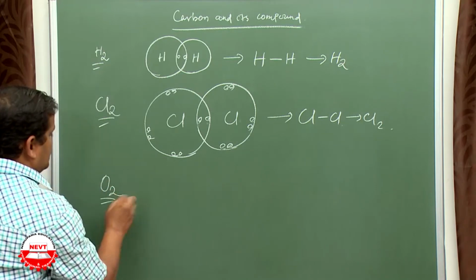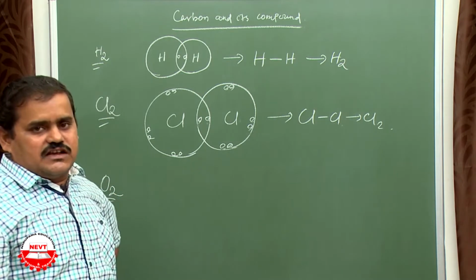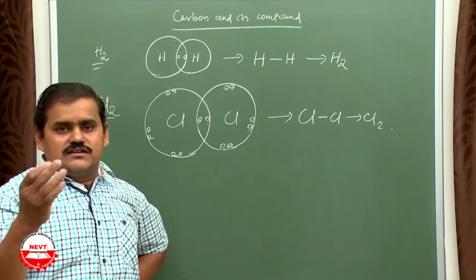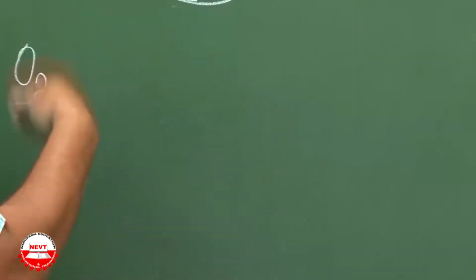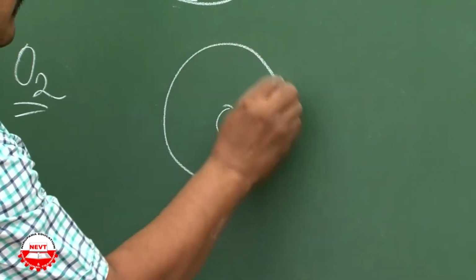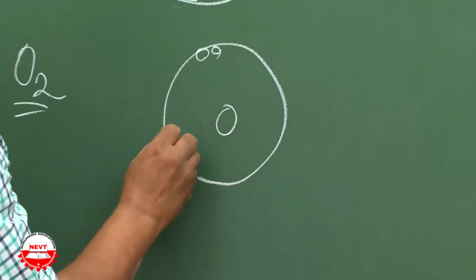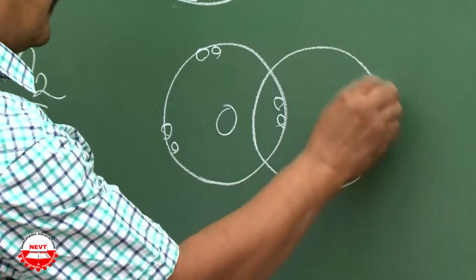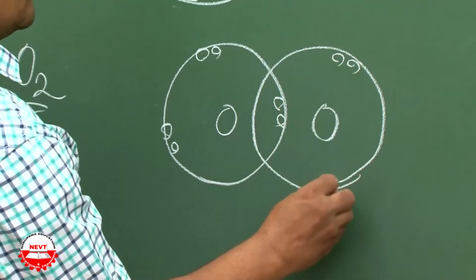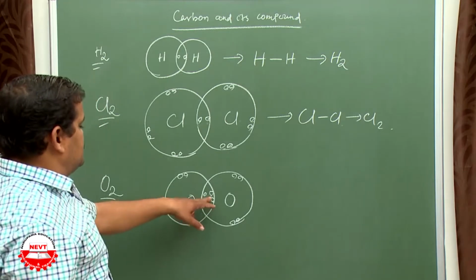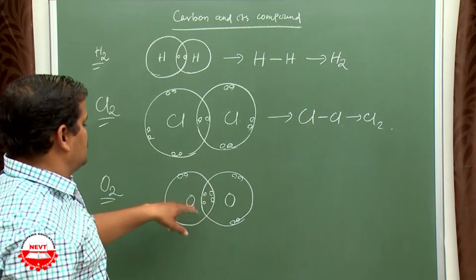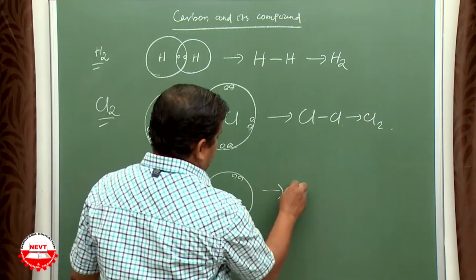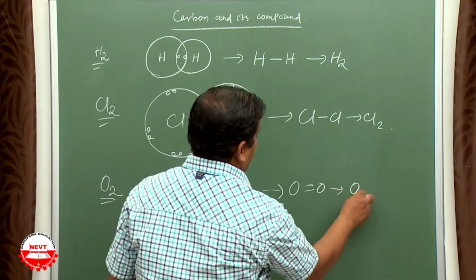Then O2. Oxygen has atomic number 8, so the configuration is 2, 6. So the outermost shell contains 6 electrons. 6 electrons means it needs another 2 electrons. So how does the oxygen molecule form? Let's say this is oxygen. It has 2, 2 and 2, 6 electrons. Another oxygen has 2, 2 and 2. So now just observe, 2 pairs means 4 electrons, 6 and 8. This oxygen has 4, 6 and 8. That means oxygen forms a double bond with oxygen to form O2.